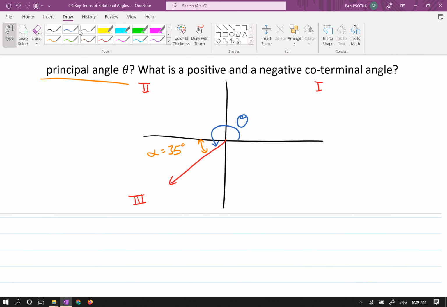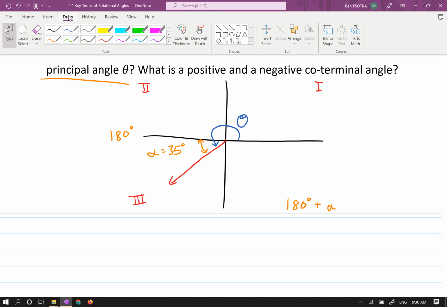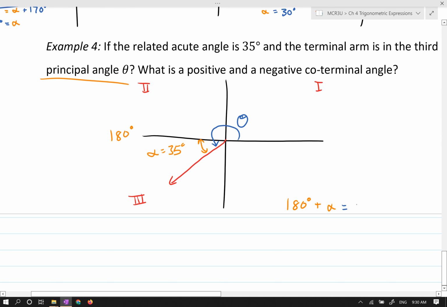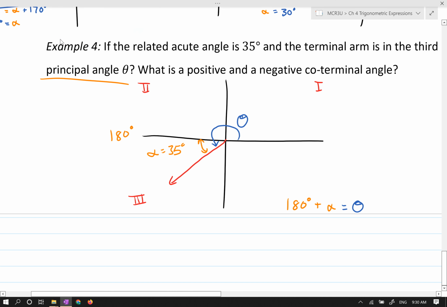And from this sketch, we can come up with a bit of an argument. So we have 180 degrees right here, and I know that 180 degrees is part way, but not all the way to my terminal arm. I need 180 degrees plus my angle alpha to reach my terminal arm. So that's going to be equal to my angle theta. All right, nice and easy from here.